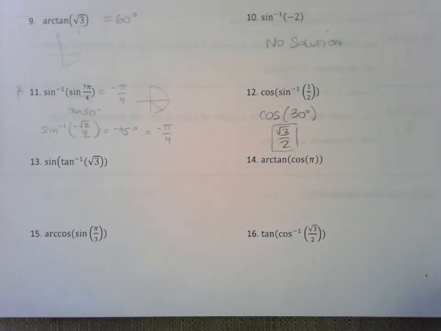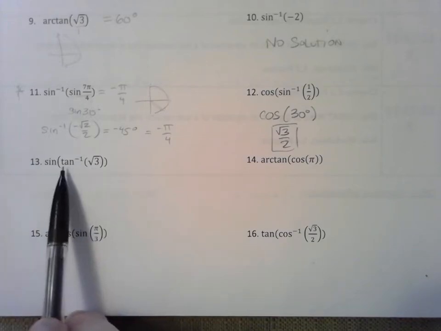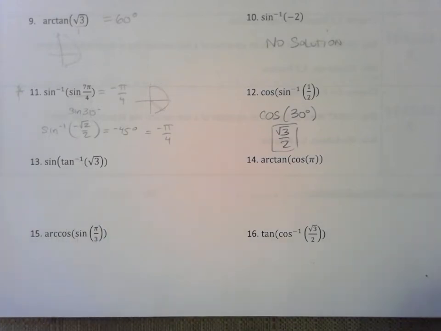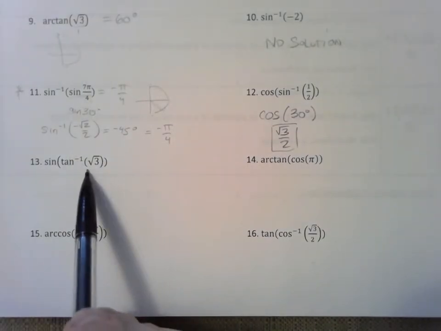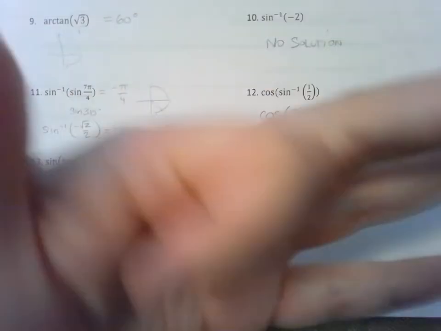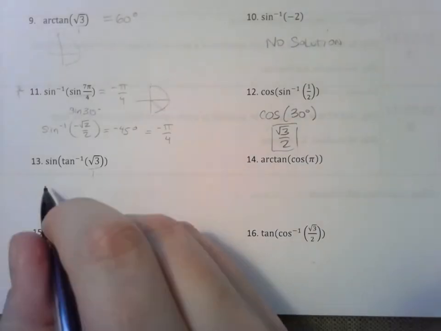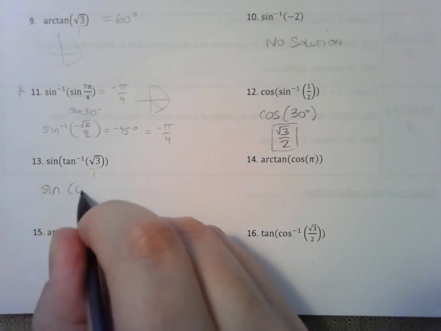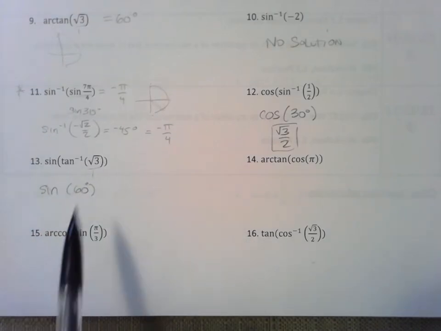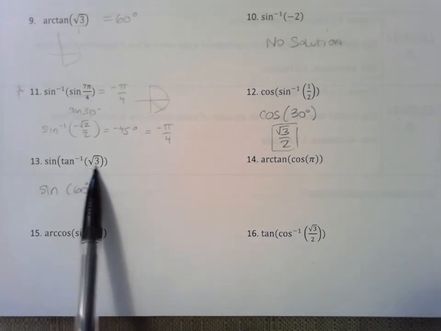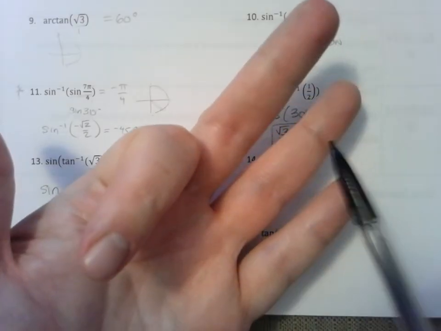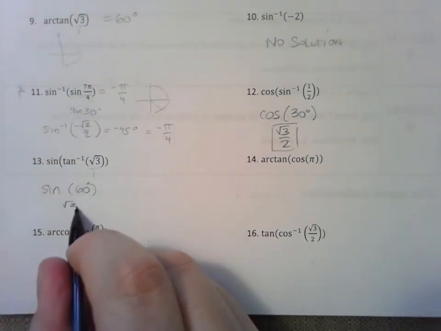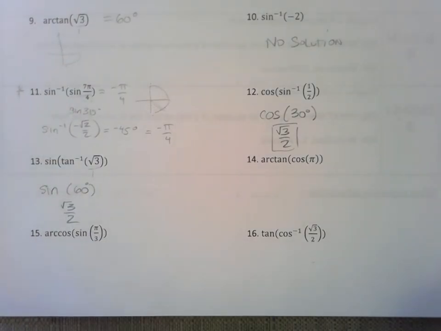Question number 13. We're going to start inside out. The tangent inverse of root 3. Root 3 is a ratio, so I go to the tan side of my hand. Square root of 3 is larger than 1, its denominator. I'll fold down this finger. This finger represents 60 degrees. Next, the problem now reads, what is the sine of 60 degrees? Now I didn't have to adjust the angle because the tangent is positive in the 1st quadrant. The sine of 60 degrees would be square root of 3 divided by 2. So square root of 3 divided by 2 is our answer.